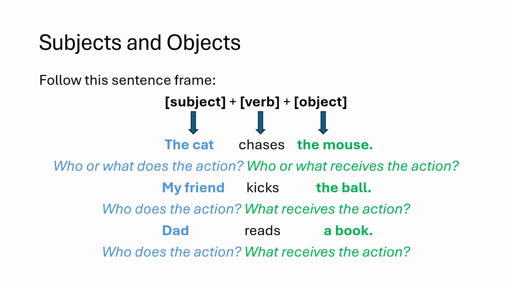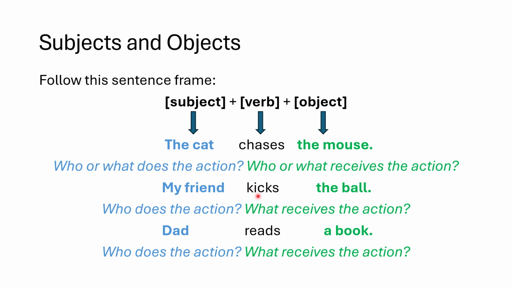Follow this sentence frame. Subject plus verb plus object. The cat chases the mouse. Who or what does the action? The subject, which is the cat. Who or what receives the action? The object, which is the mouse.